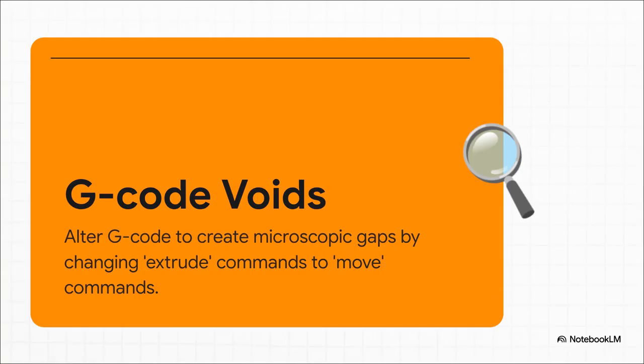The main strategy was just brilliantly simple. In G-code, the command G1 basically means move to a new spot and squeeze out material while you're going. But the command G0 means move to a new spot but don't squeeze out any material. So the attackers just found a few of those G1 commands and sneakily changed them to G0. The printer head still moves along the exact same path, so everything looks right, but for a tiny little stretch, it's not laying down any plastic.